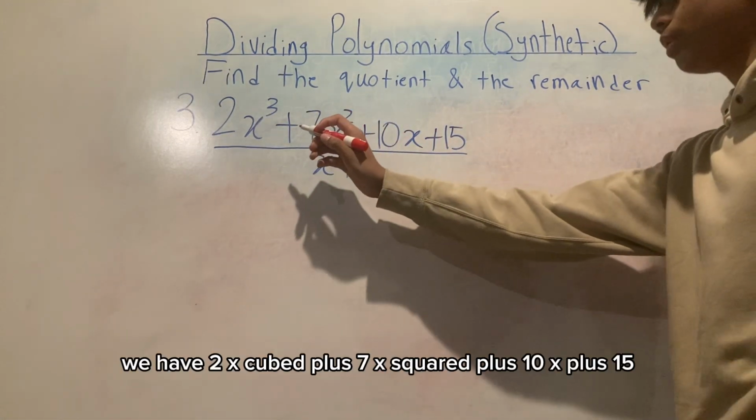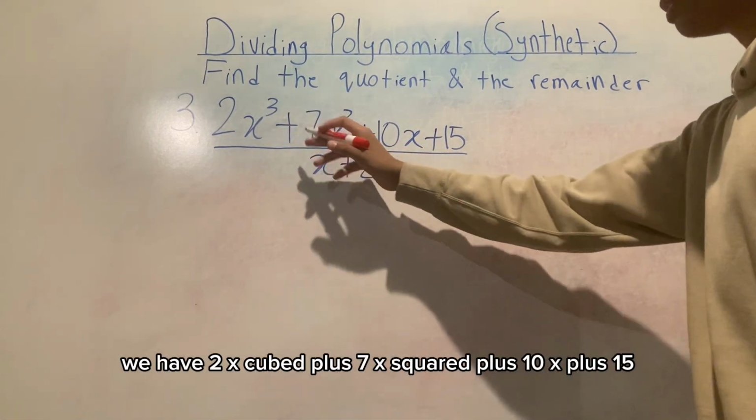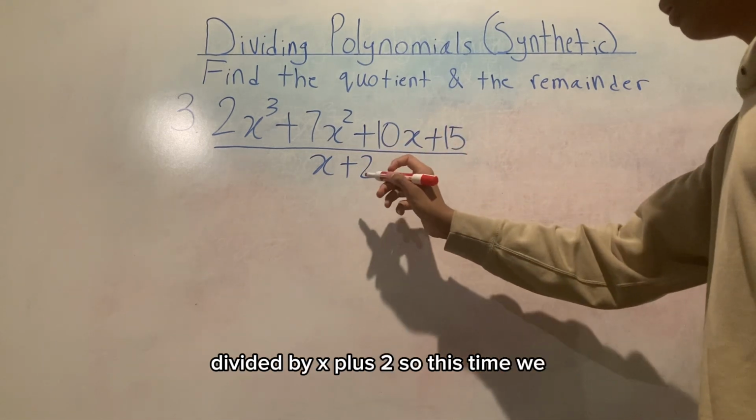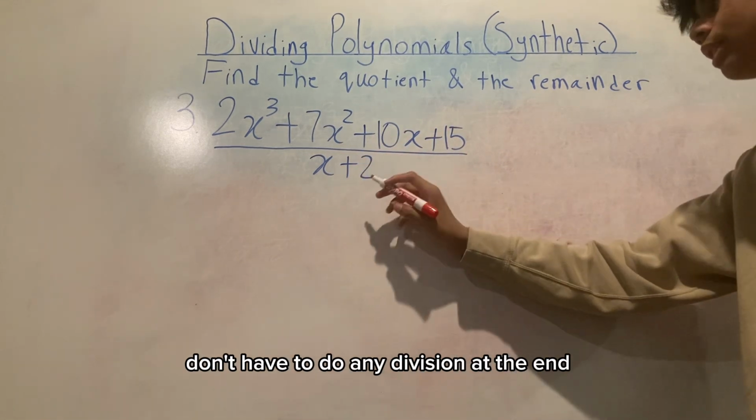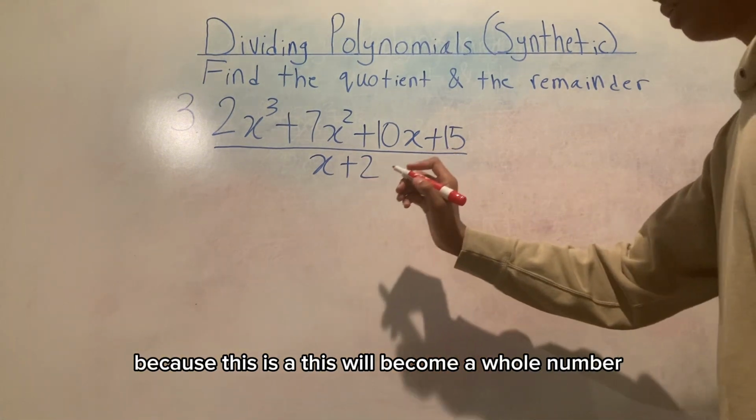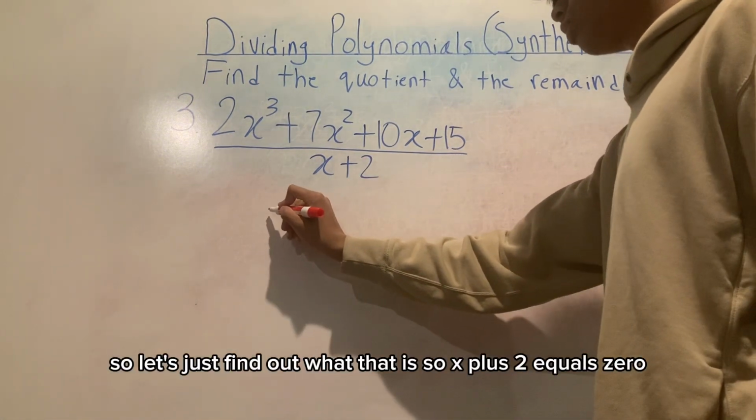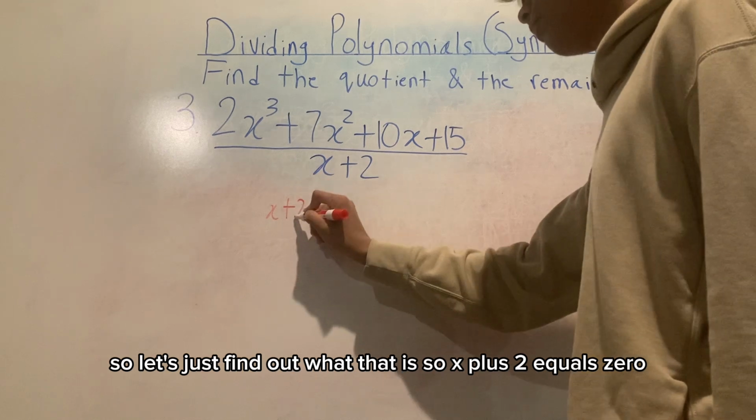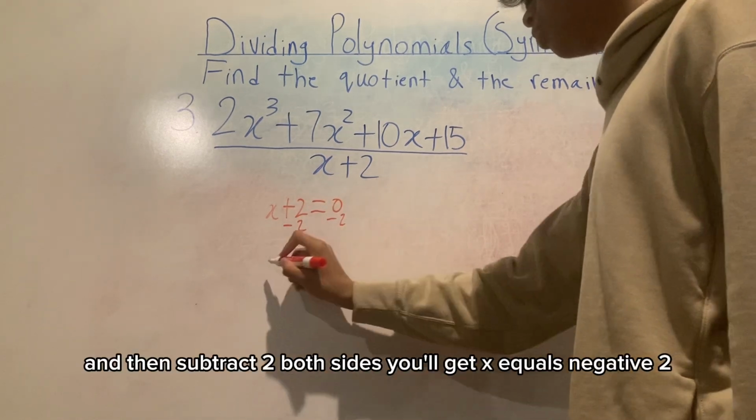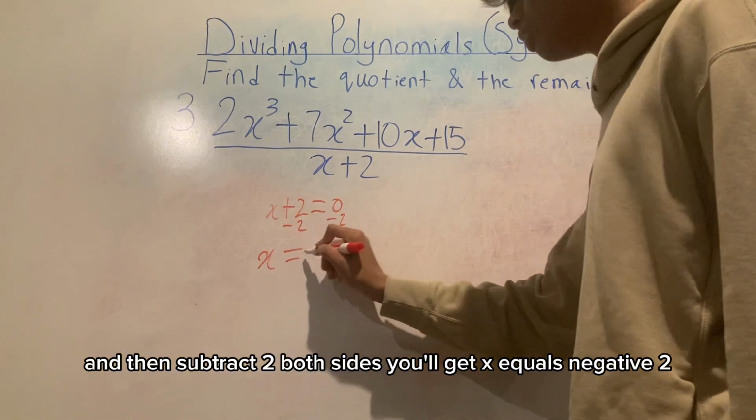Okay, so question 3, we have 2x cubed plus 7x squared plus 10x plus 15 divided by x plus 2. This time, we don't have to do any division at the end because this will become a whole number. So let's just find out what that is. x plus 2 equals 0, and then subtract 2 from both sides, you'll get x equals negative 2.